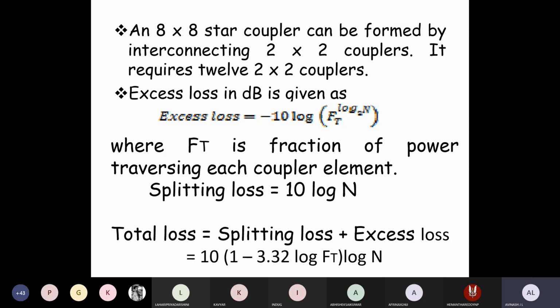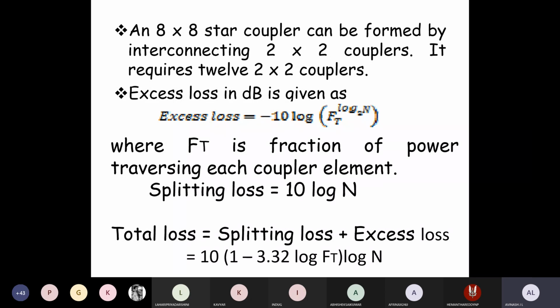So in that case, what is this particular ft standing for? The ft is standing for the fraction of power traversing each coupler element. That means in each coupler, some amount of power will be traveling. So that particular fraction we are telling, it's not the entire power.